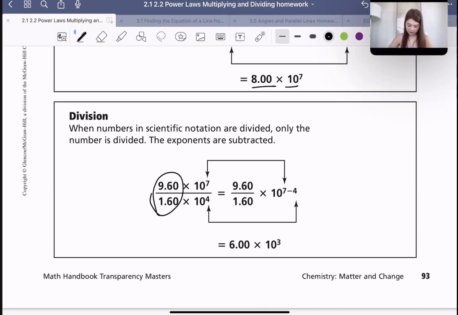So, and just like it says, when we divide exponents, the exponents are subtracted. So we end up with 6, because 9.6 over 1.6 is just 6. And then 10 to the power of 3, right? Because we're subtracting the 7 and the 4. So 7 minus 4 gives us 3. Okay.